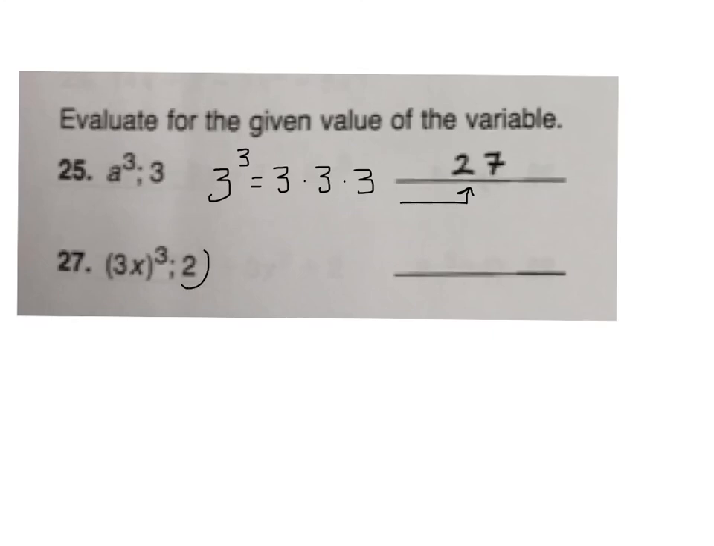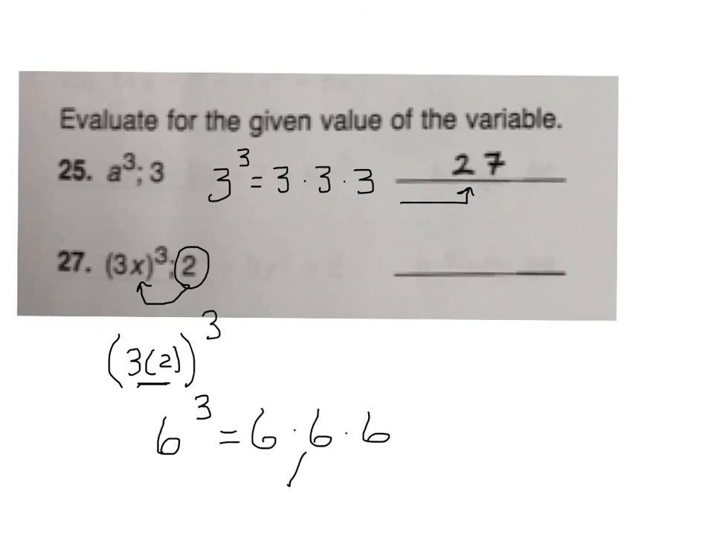So now on this one, they want me to put 2 in for what? Say x. And so I've got 3 times 2 in the parentheses, all cubed. Well, I have to do what's inside the parentheses before I can cube it. What's 3 times 2? 6. So now I'm taking 6 and cubing it, which means 6 times 6 times 6. Now, I know 6 times 6 is what? 36. Times 6 more is what? 216. And so I did what they asked me to do. I did 3 times 2, and then I cubed it.